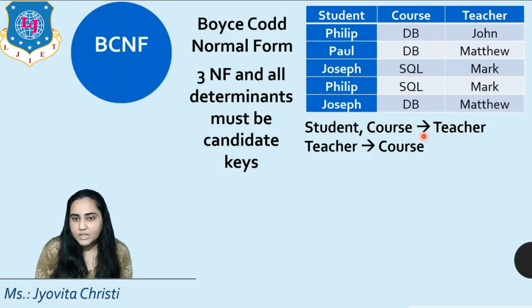And because that's a candidate key, our first dependency, which is student and course determine teacher, is alright. But the second dependency, which says teacher determines course, that's not alright. Because here on the left hand side we have teacher, and teacher is definitely not a candidate key because it contains duplicate values like Matthew, which is coming twice, and Mark, which is coming twice. So this is not a proper dependency as per BCNF, and because of teacher determines course dependency, this table is not in the Boyce Codd normal form.